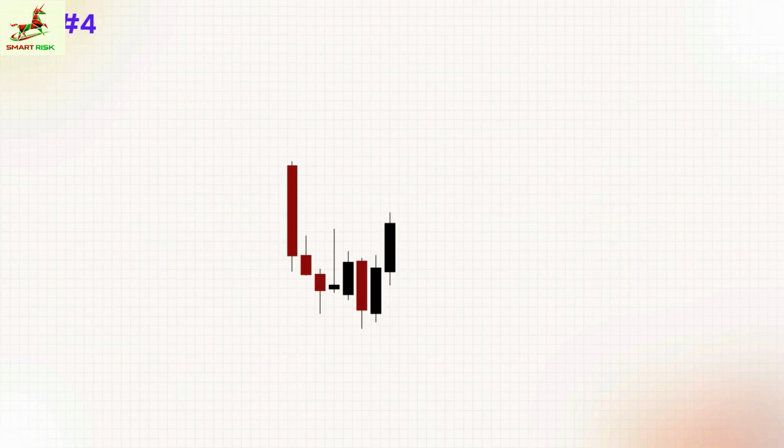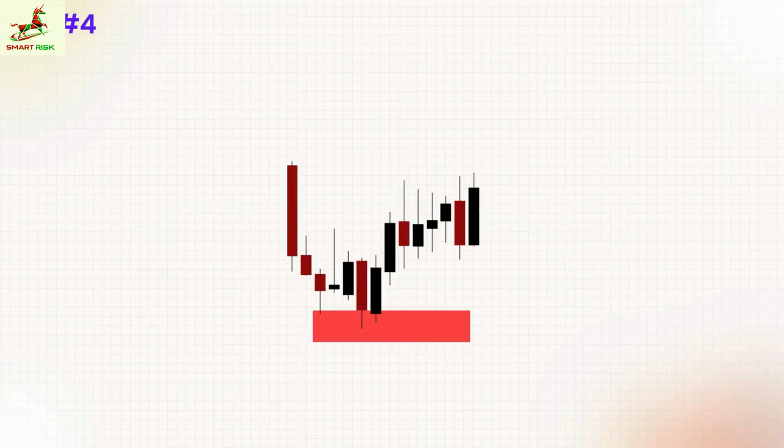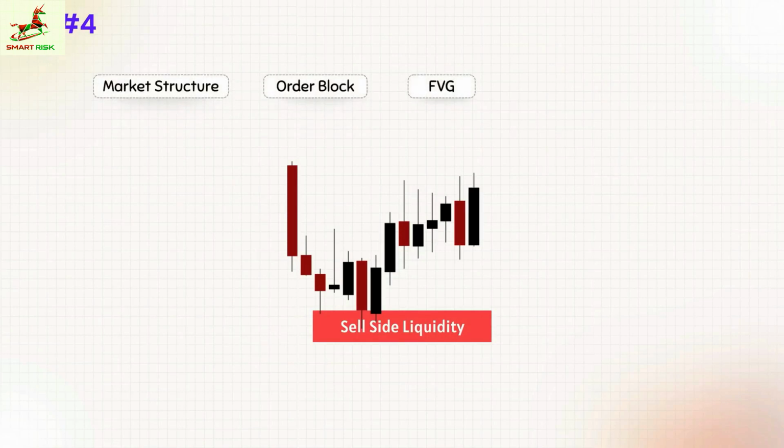Mistake number 4. Some traders, after learning the liquidity concept, start ignoring everything else. They begin taking trades based solely on liquidity. But the liquidity concept doesn't work in isolation. It's one piece of the puzzle, not the entire puzzle. You need to combine it with market structure, order blocks, fair value gaps, and premium discount zones.